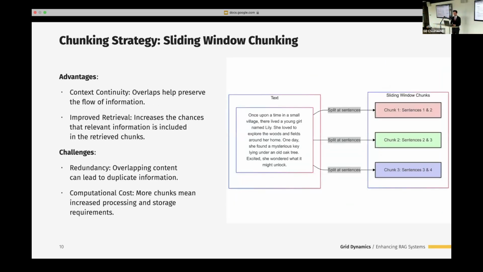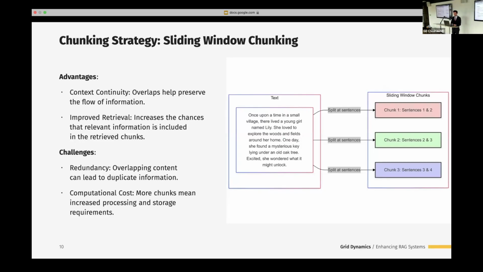The next is sliding window chunking. You can see we have our sentence, and we can give it another sentence, so you have an overlap. In the example, we have a red box with sentence 1 and 2, and the green one with sentence 2 and 3. So sentence 2 is the overlapping sentence. What does this do? This increases the probability that there will be continuity in context across chunks, and it also helps retrieve a better understanding of the phrase that was given. So the context has a better chance of being good.